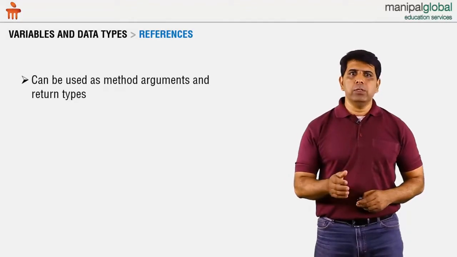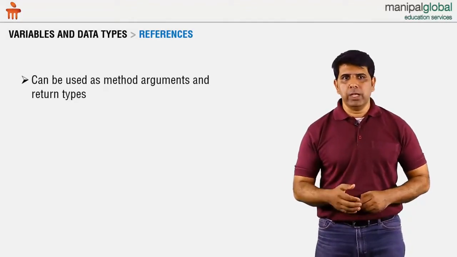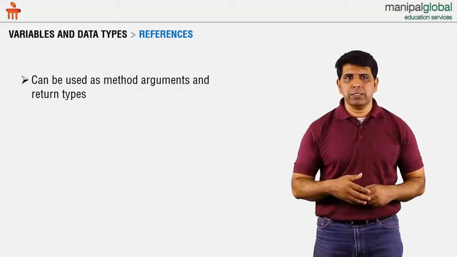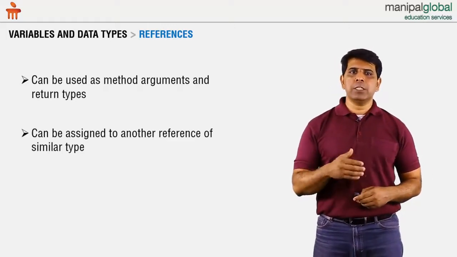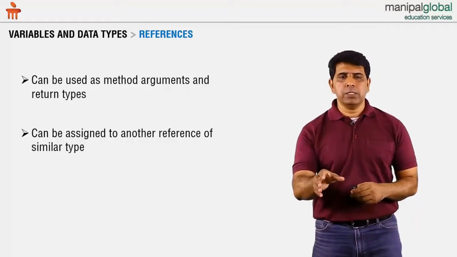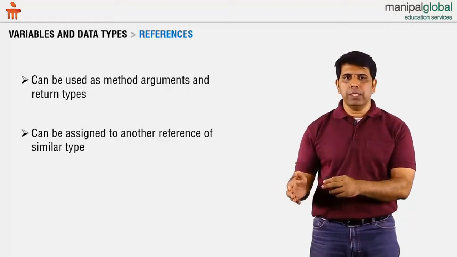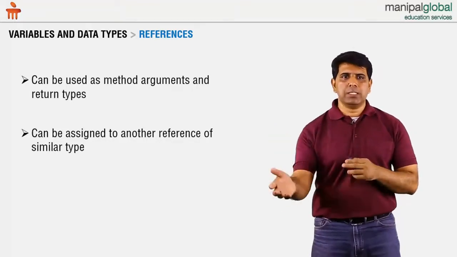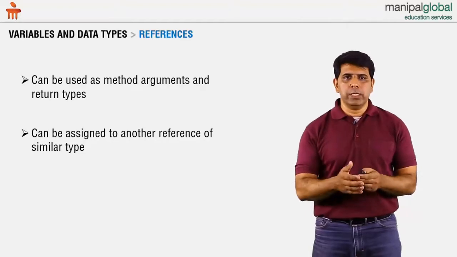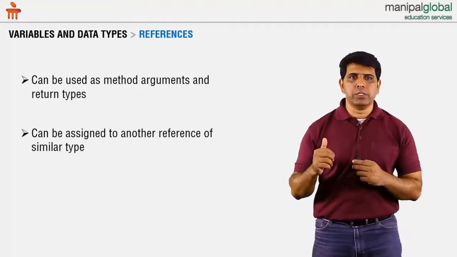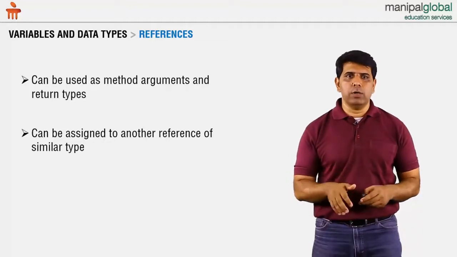Now a reference can be used as method arguments, meaning you can supply that references, and you can also get them as return types. They can be assigned to another reference of the similar type. So you can take an object, there is an object of shape, let's say a circle, and you have a C1, C2, C3, you can assign C1 to C2 or C3 and so on. But you can't take that circle object and assign to an employee object. So there is a data typing involved.